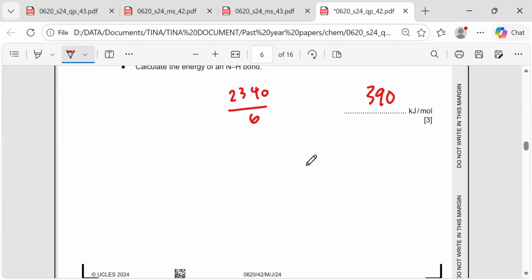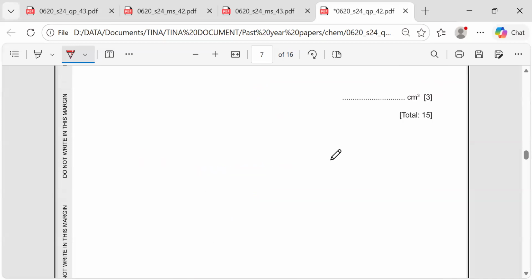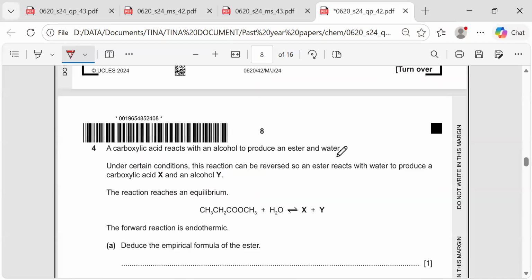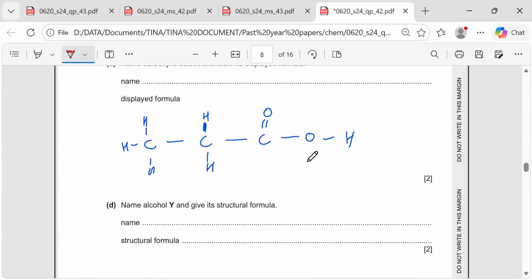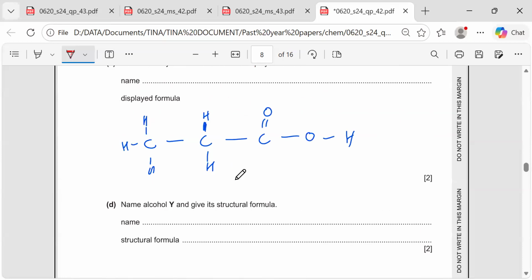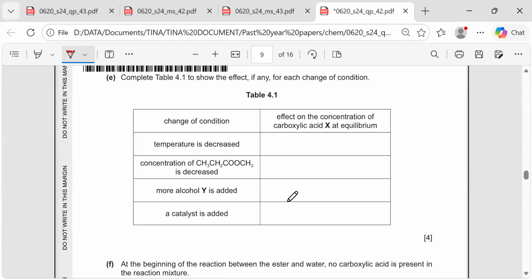All right. An incomplete symbol. So okay, this one all okay? So that draw already. Yeah, okay. Next. This one no problem?